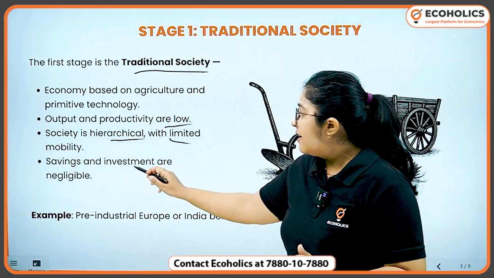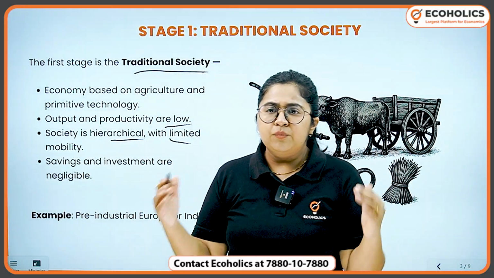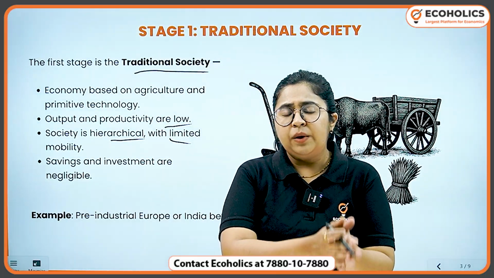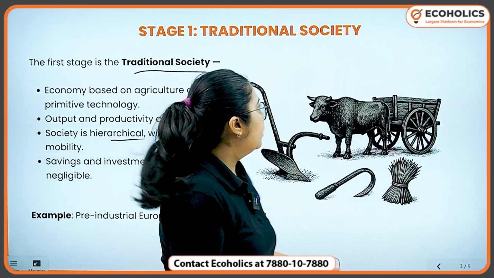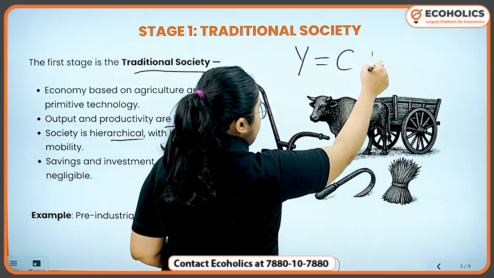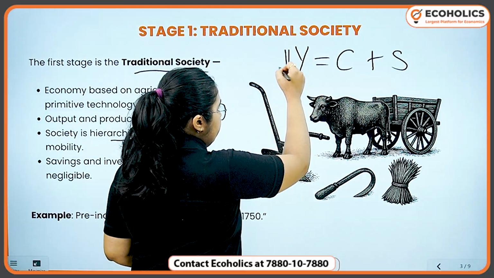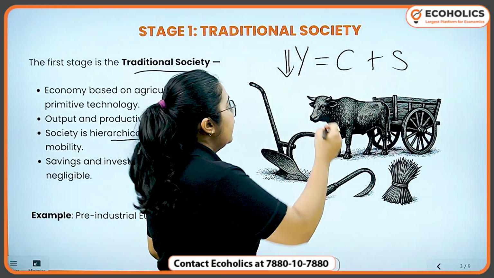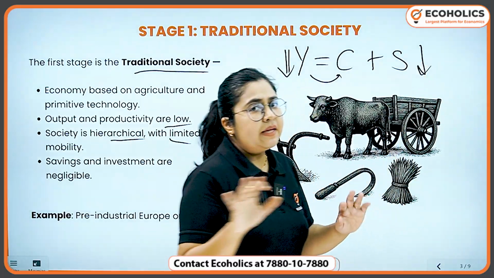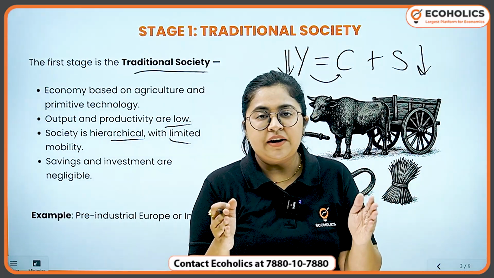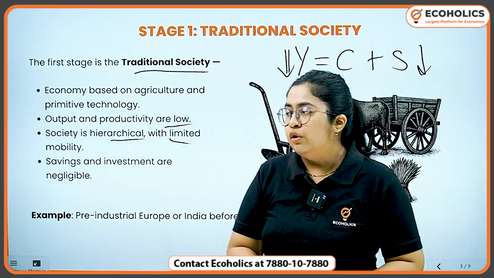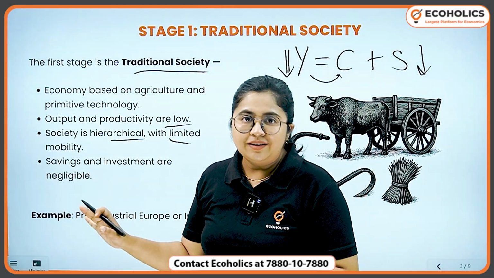Okay. Then savings and investments are negligible. Now, because initially all economies are closed economies, when the productivity is low, you know that the income can be divided into only two things, consumption and savings. Of course, if the income is low, then automatically the whole concentration will be on consumption. Savings would not be a primary thought for individuals, and because of that savings are low, meaning that investment is also low. So that's how a traditional society looks.